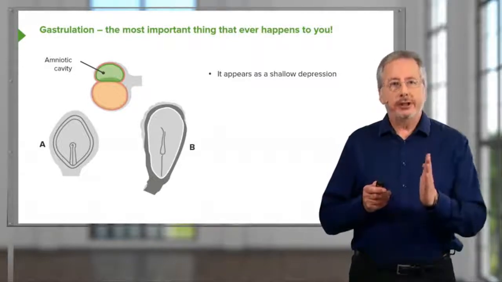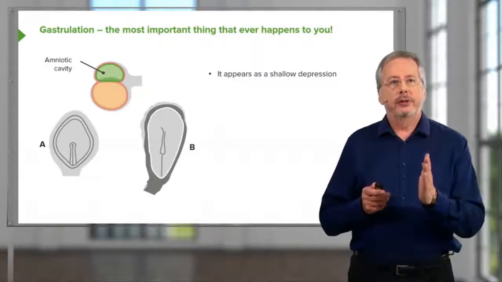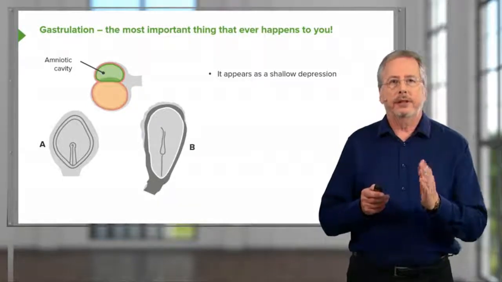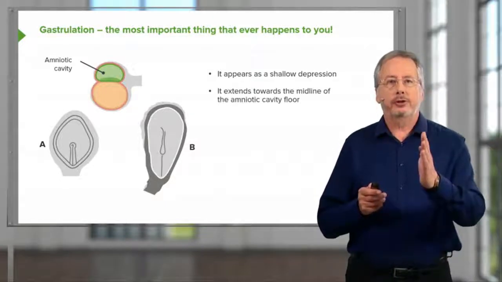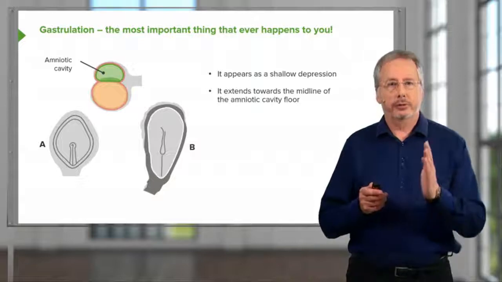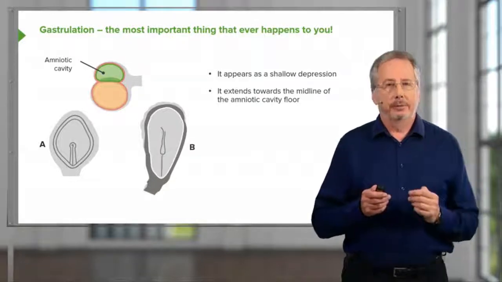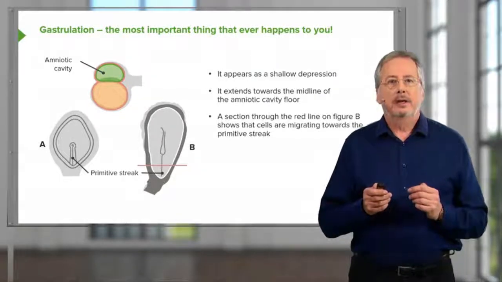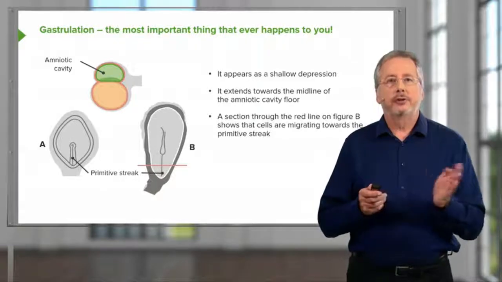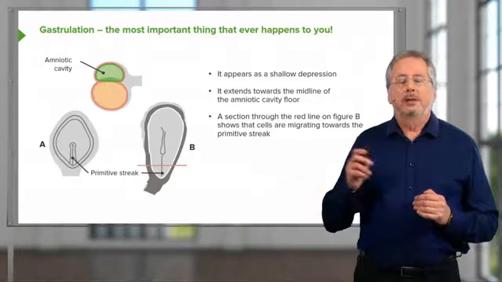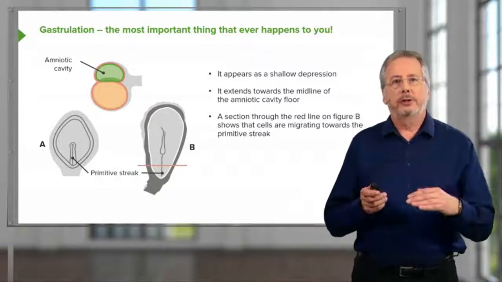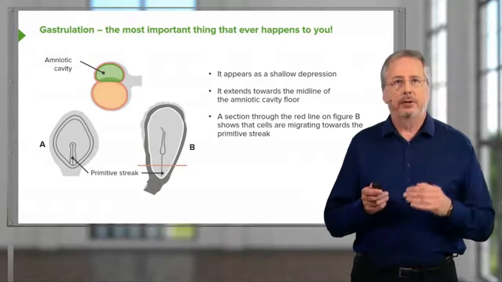It's a shallow depression. So if we were to section through it, it would appear like a little trough in the floor of the amniotic cavity. And it actually grows towards the midline. It grows towards the center of the amniotic cavity. And shortly, we'll look at a section through the part marked with the red line in the diagram. So at that point, we can imagine cutting through it, and we'll be able to look at it end on.